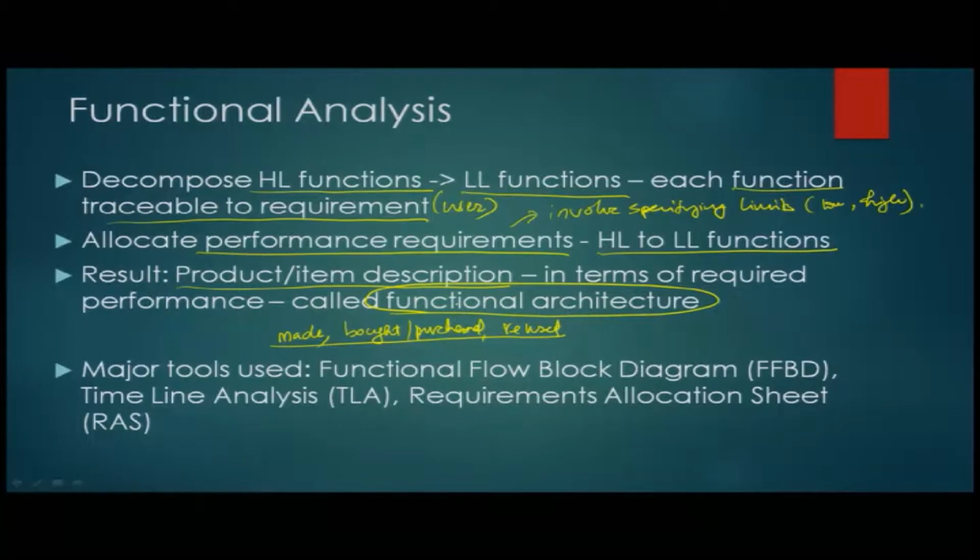The major tools used in functional architecture, which we will see in the later stages of this course, are the functional flow block diagram, which we call FFBD, and how the flow block diagrams are used to do the functional architecture. TLA is the timeline analysis, and RAS is the requirement allocation sheet. These are the major tools used by the people in functional analysis to come up with the functional architecture of the product or a system.